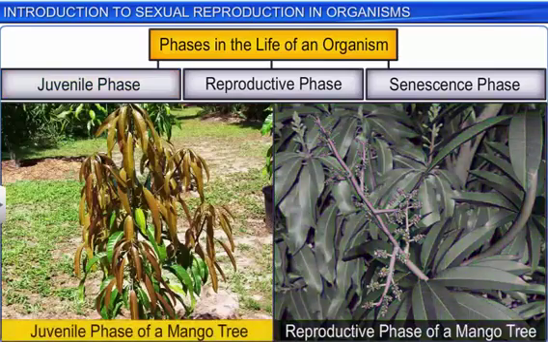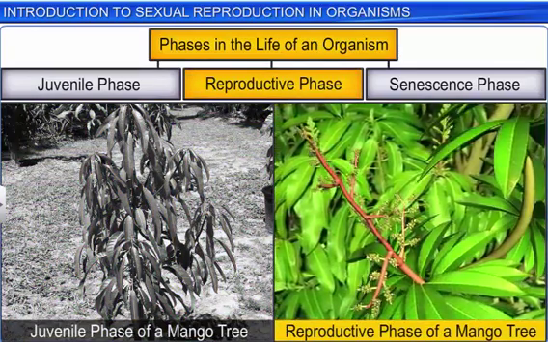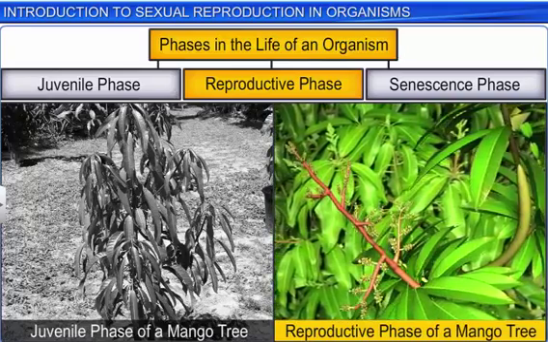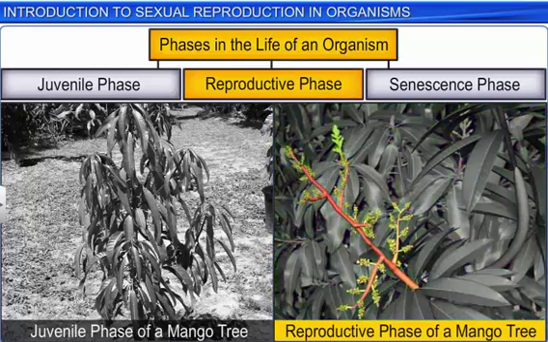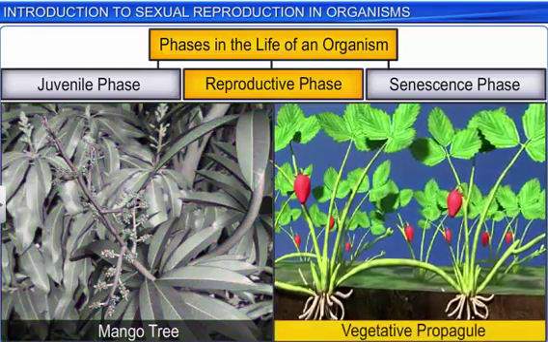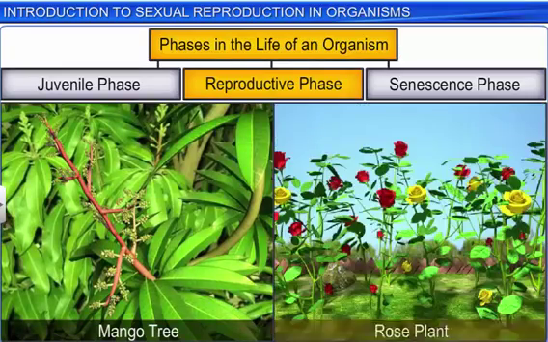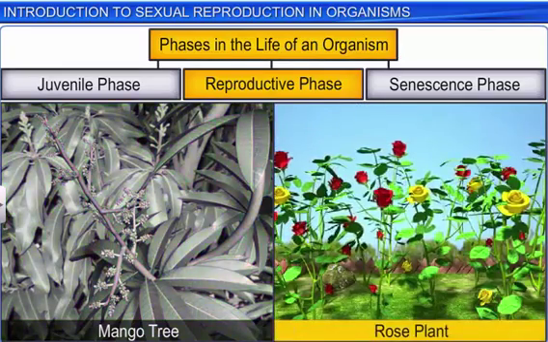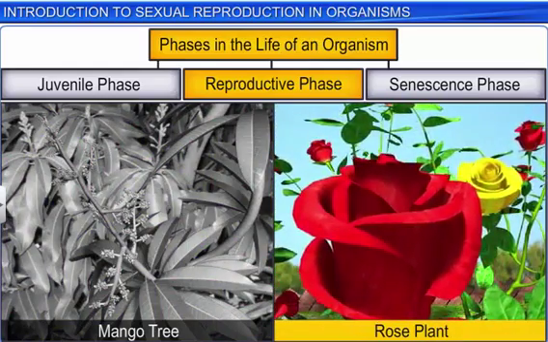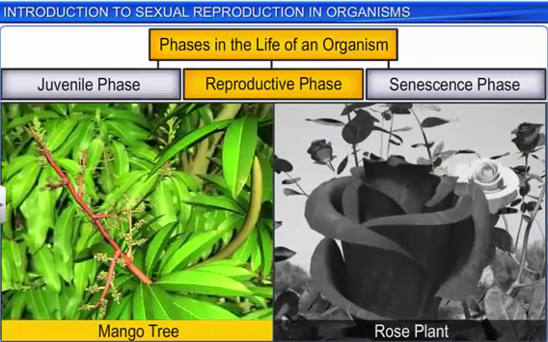The juvenile phase is succeeded by the reproductive phase in both plants and animals. In the case of plants, this phase is marked by the appearance of flowers or vegetative propagules such as runners. However, while some plants such as the rose flower throughout their lifespan, others such as the mango flower seasonally.